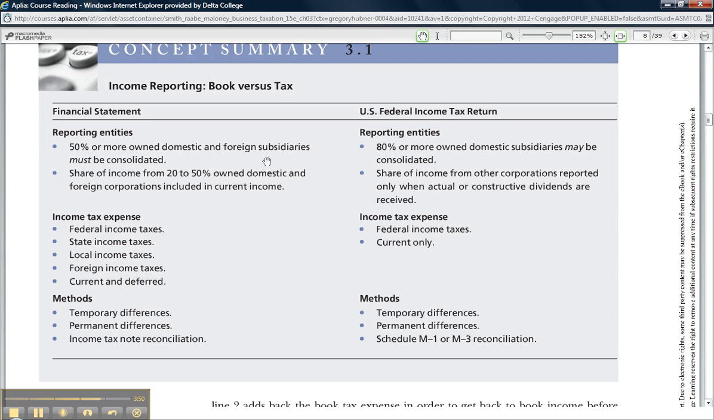This is a good concept summary to realize. This gives you a picture of all the stuff I just talked about in these first two videos dealing with differences between book income and taxable income.